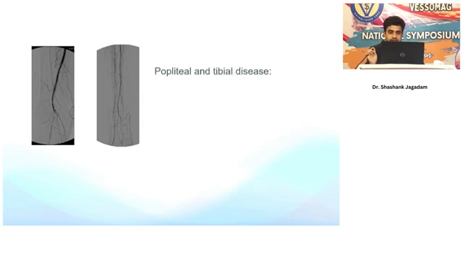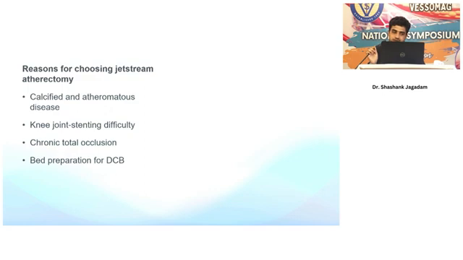For the popliteal and tibial disease, we had 3 treatment options. One was intravascular lithotripsy, using atherectomy devices, and femorodistal bypass into the distal PTA. Reasons for choosing Sur atherectomy: mixed pathology of calcified and atheromatous disease, knee joint stenting difficulty, CTO lesion in P2, and to prepare the bed for DCB.